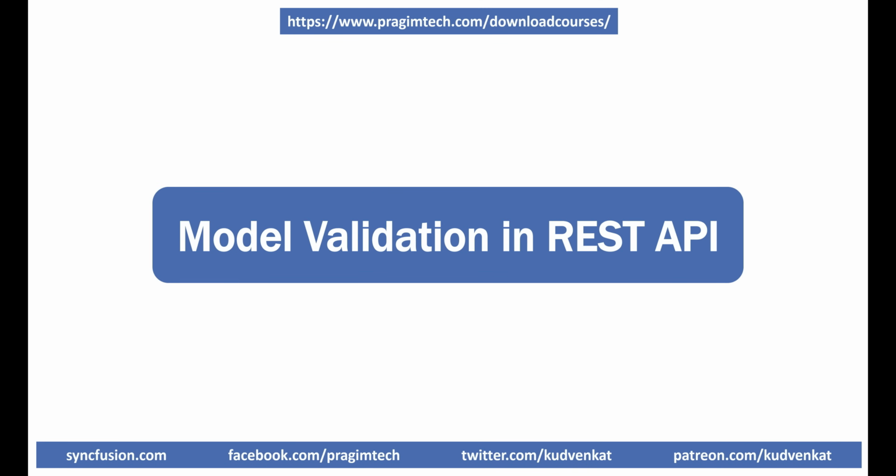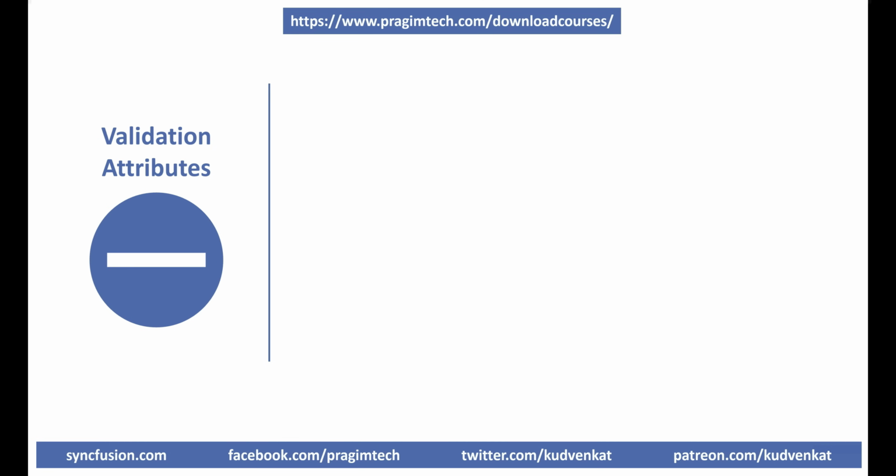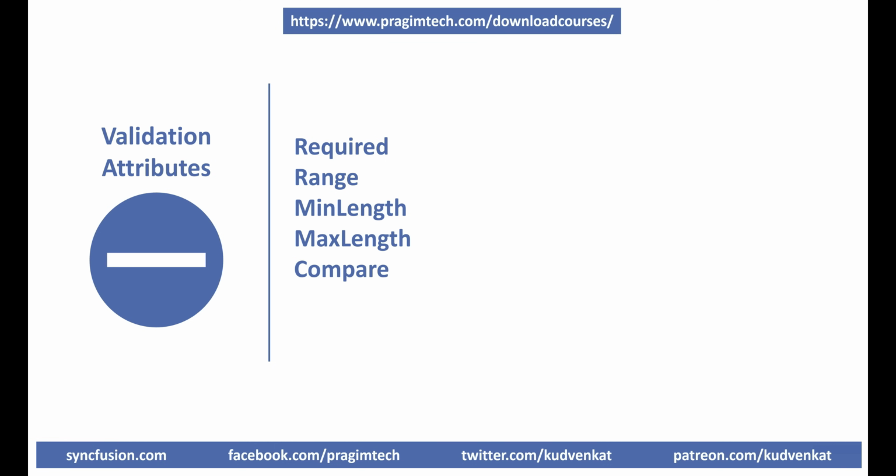Next, let's understand how to implement model validation in a REST API. ASP.NET 5 provides several built-in attributes for model validation. Required attribute, this attribute specifies a field is required. Range attribute specifies the minimum and maximum allowed value. Min length specifies the minimum length of a string, max length, maximum length of a string. Compare compares two properties of a model. For example, compare email and confirm email properties. Regular expression validates if the provided value matches the pattern specified by the regular expression. Let's see some of these validation attributes in action.